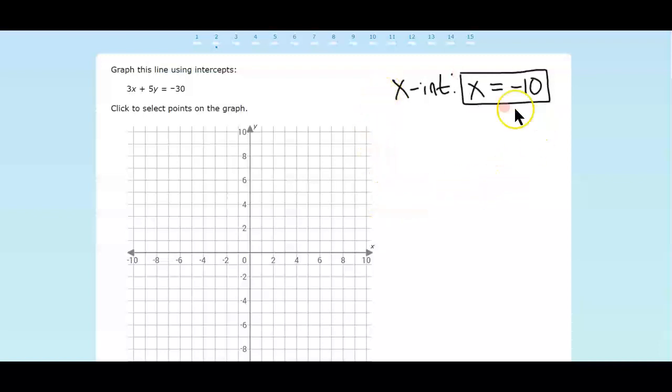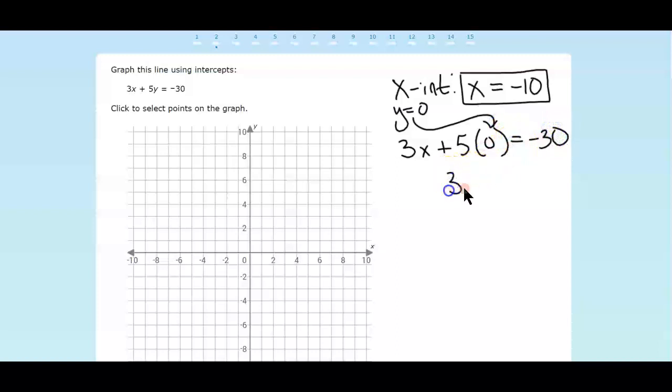A quick demonstration of finding our x-intercept this time. Our x-intercept will be where y equals 0. So I'm going to take my 3x. Negative divided by a positive is negative.